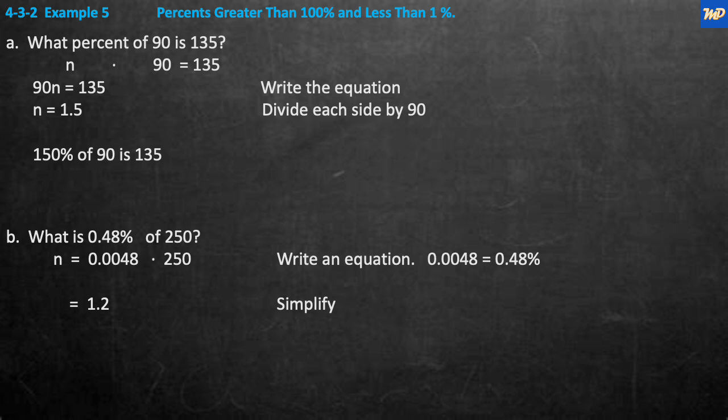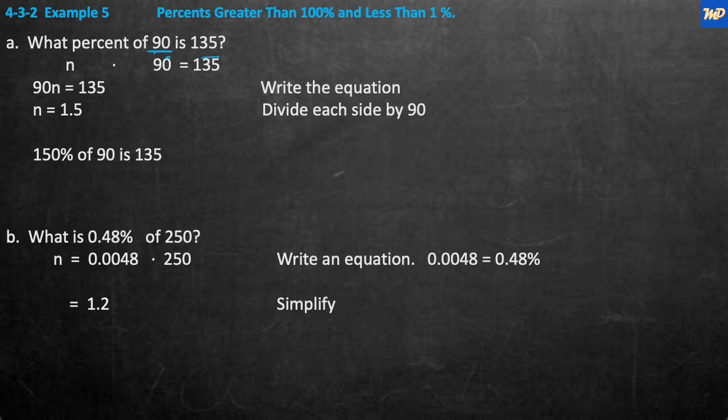So A, what percent of 90 is 135? So 90 is the whole number, the percent of a number, and it's a larger number, right? What percent of 90 is 135? So this is percents greater than 100. When we work this out, we're going to see that n times 90 is equal to 135. It says what percent of 90? So n times 90 is equal to 135.